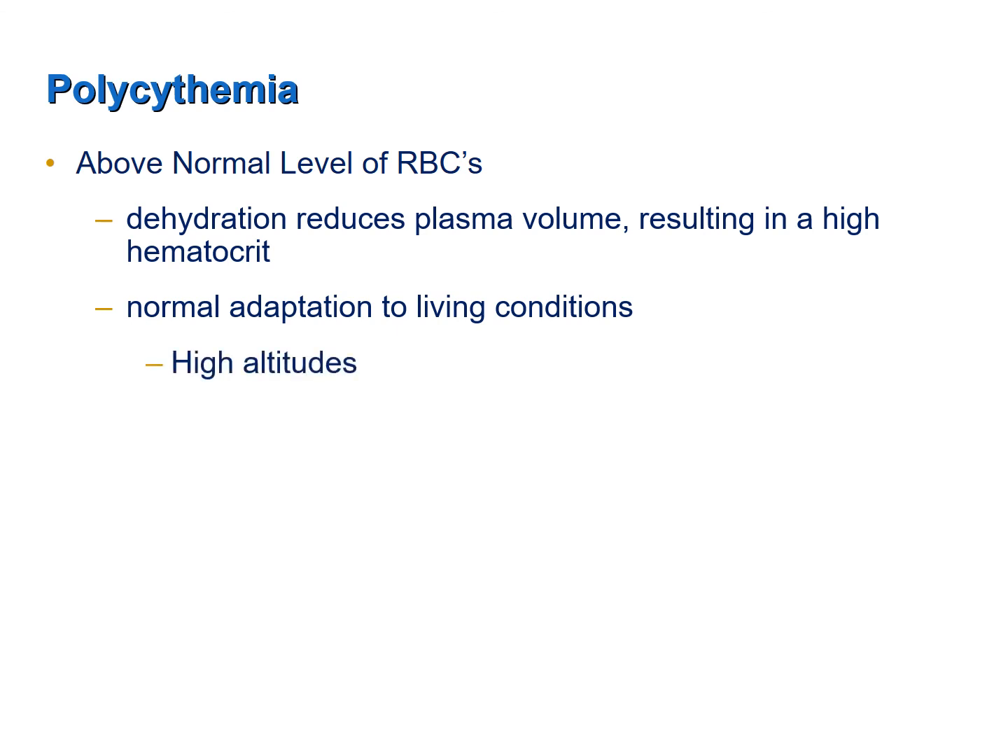For example, someone who lives at high altitudes where the partial pressure of oxygen is lower will have a higher than quote-unquote normal hematocrit compared to, say, someone living in Madison, Wisconsin. However, this elevation in hematocrit would be quite normal for someone living at a high altitude, say in Denver.